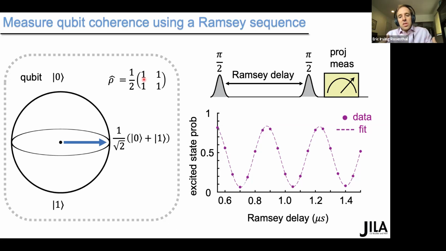If the pi over 2 pulse is a little bit detuned from the qubit frequency, we see oscillations as a function of this Ramsey delay. The amplitude of these oscillations measures the length of this arrow, or the amplitude of the off-diagonal element of the qubit's density matrix element, if you like.